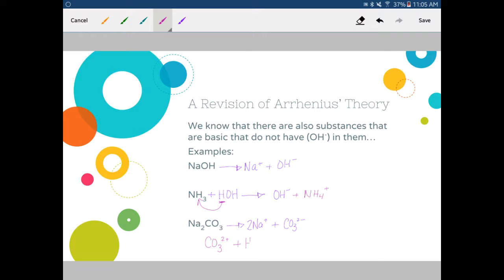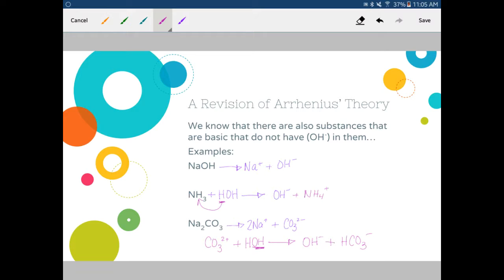reacting with water to form, well, we know that this is a basic property, so it's going to form hydroxide ions. Again, that hydroxide ion comes from our water molecule. And we get this remaining hydrogen ion to react with the carbonate. So we get hydrogen carbonate, HCO3 minus.